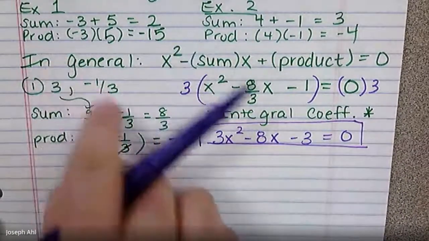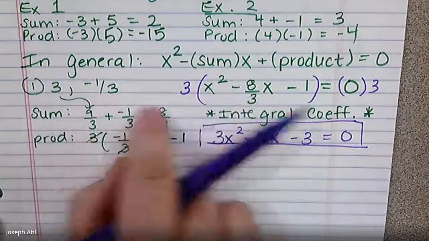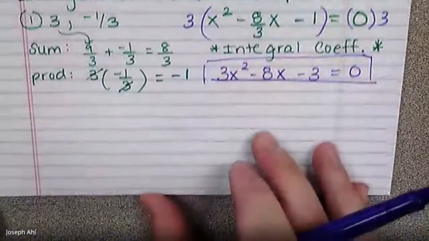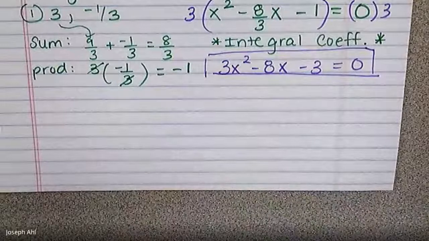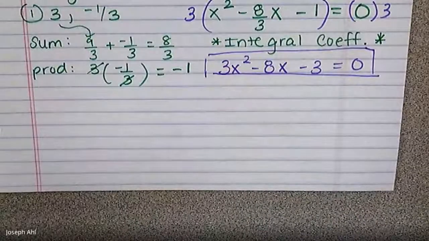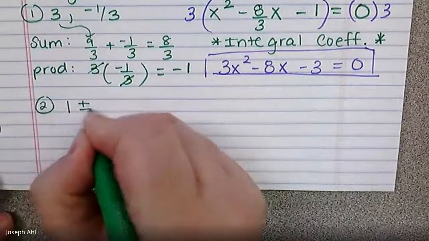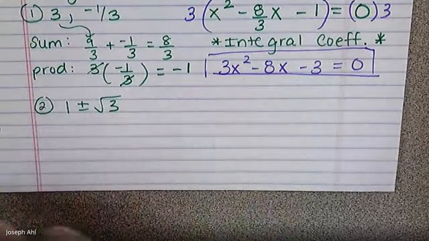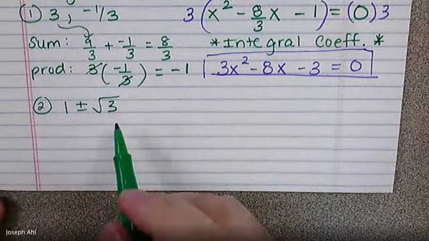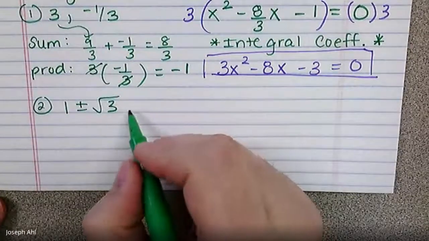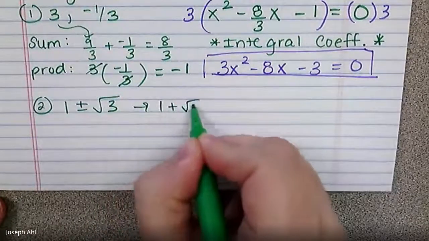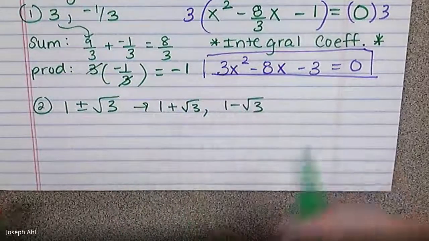So definitely a step up in level of difficulty when you have some fractions in the mix, but we'll get more practice where we have to deal with those integer coefficients. All right, so what if the roots are 1 plus or minus radical 3? If these are the roots, well, first and foremost, maybe think of them as being separate, right? It's 1 plus radical 3 and 1 minus radical 3.